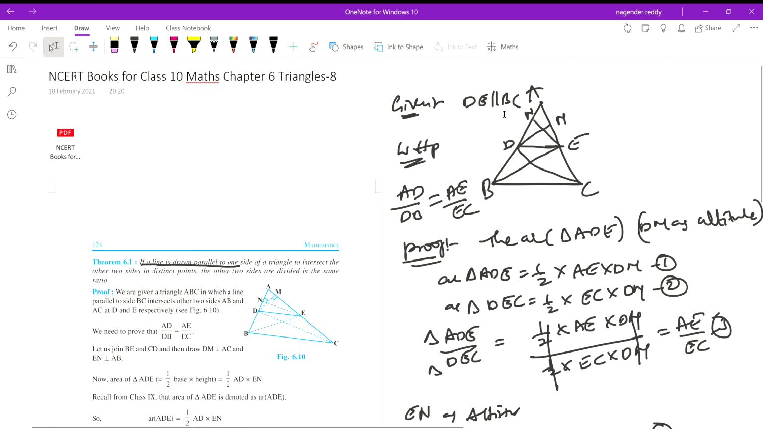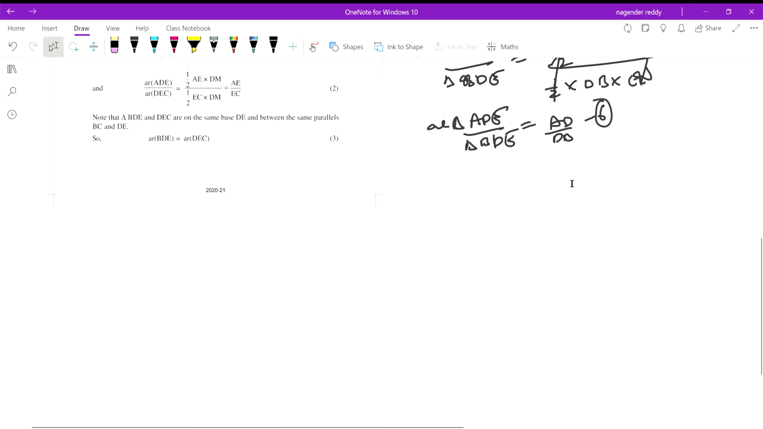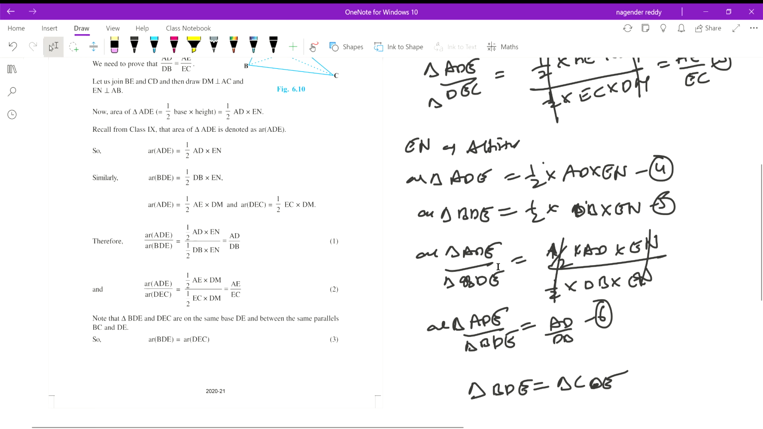Now you just observe these two triangles. DE and BC are both parallel according to the given. So that means BDE and DEC are two triangles on the same base DE, and between the two parallel lines, according to the previous learning. So we can say that triangle BDE is equal to triangle CDE. That means under this ADE, either BDE or DEC, whatever it may be, we can take that.